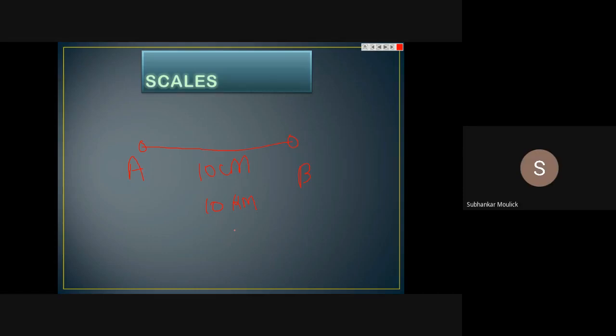You tell me, I have given you an example. The distance between A and B is 10 kilometer. Whatever scale you purchase from the market, with the help of the same scale you can measure a distance of 10 kilometer. How? Simple question.